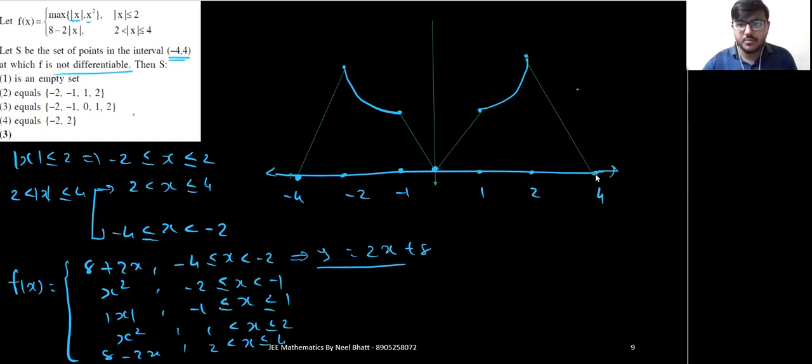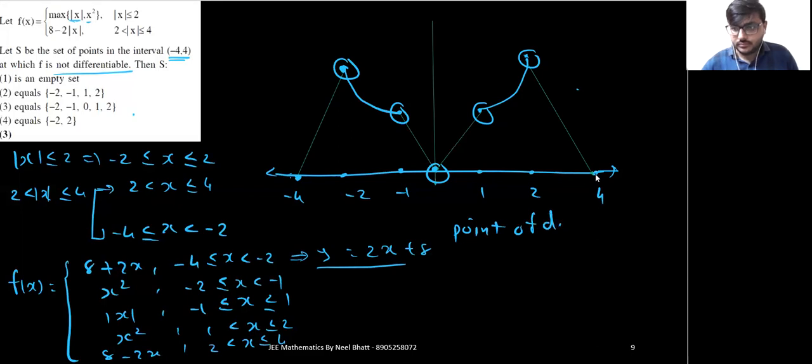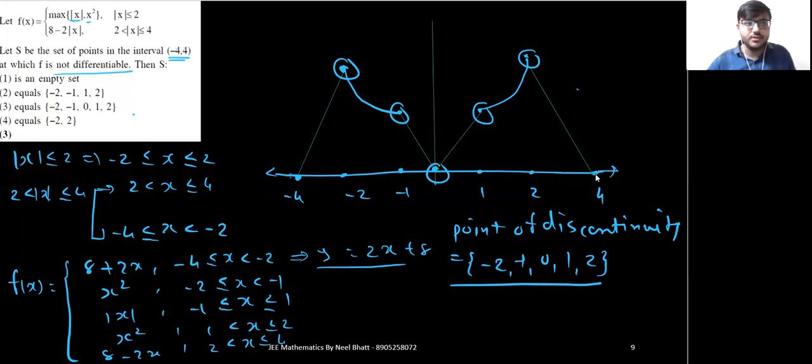Now just check how many points where we can get the corner. So this is the first point, second, third, fourth, and fifth, right? So the points of discontinuity are -2, then -1, 0, 1, and 2. These are the points where the function is not continuous. So just check. This is the answer.